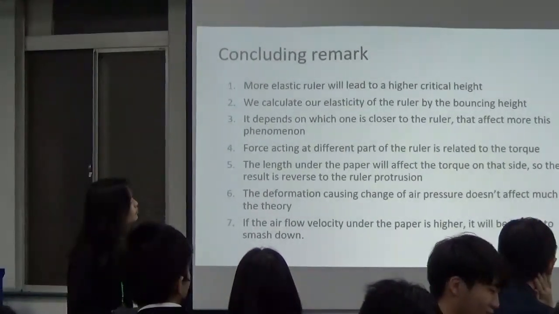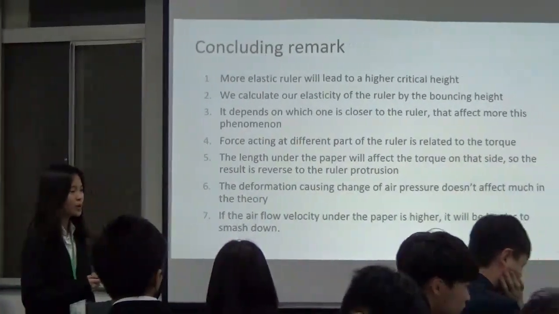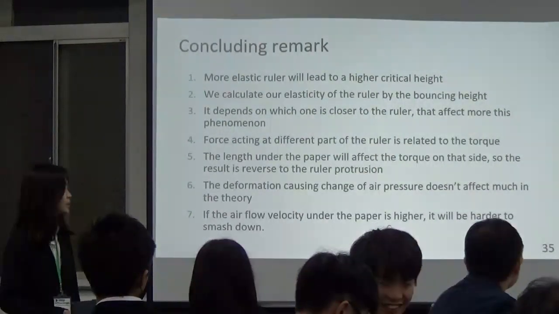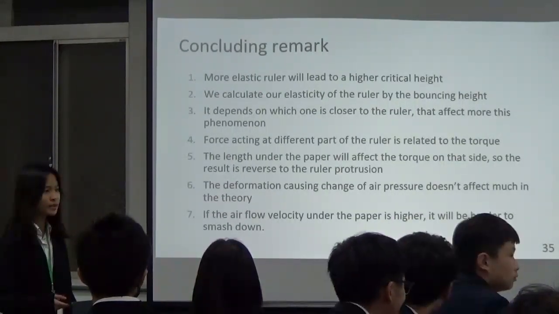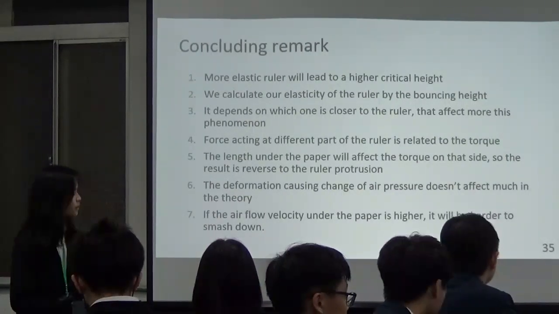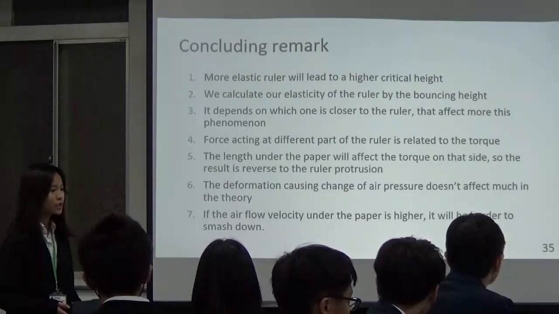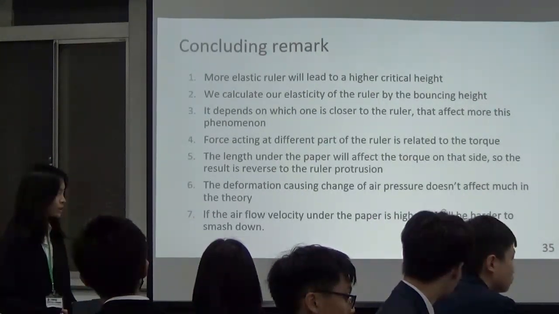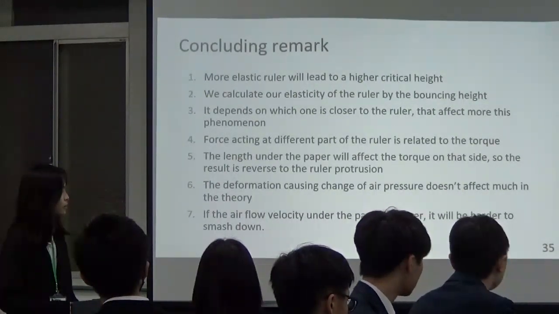And it depends on which side of the paper is closer to the ruler that affects this phenomenon more. The force acting on different parts of the ruler is related to torque. And the length of the paper will affect the torque. So the result differs with the ruler protrusion. And deformation causing a change of air pressure doesn't affect much in this theory.